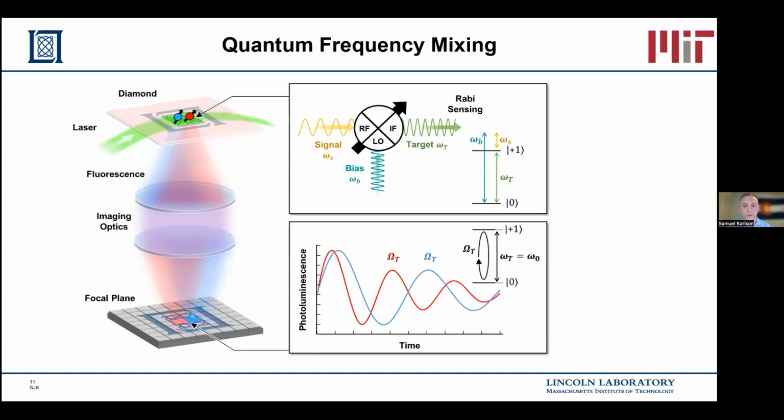The frequency mixing works by taking a signal field and combining it with a bias field that creates sum and difference frequencies, which allow us to downconvert to the resonance frequency of our NV system. At this resonance frequency, population oscillations occur between the two spin states. The NVs fluoresce such that the photoluminescence oscillates with a frequency proportional to the amplitude of the signal drive field. So by obtaining this frequency, we can determine the strength of the magnetic field.